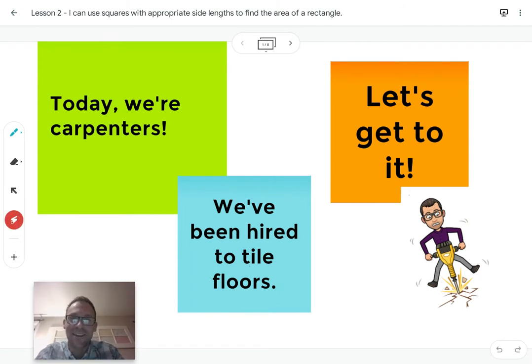Today's lesson is on area again, finding the area of rectangles, although today we will use a different strategy. Here's today's learning target up at the top of the screen. Lesson 2: I can use squares with appropriate side lengths to find the area of a rectangle. So we're going to use smaller squares of appropriate side lengths, and you'll see what that means in a minute, to find the area of rectangles.